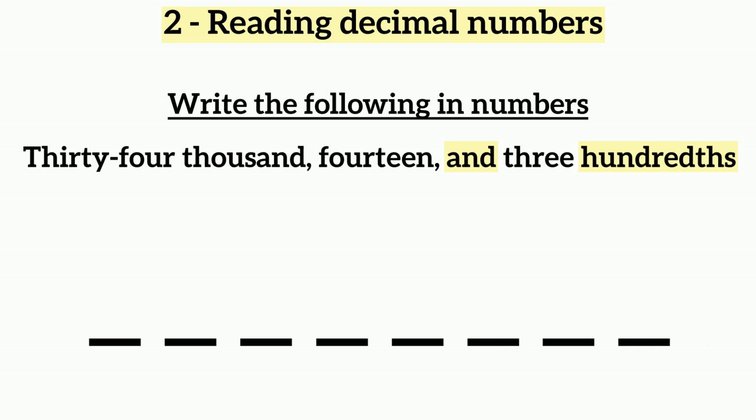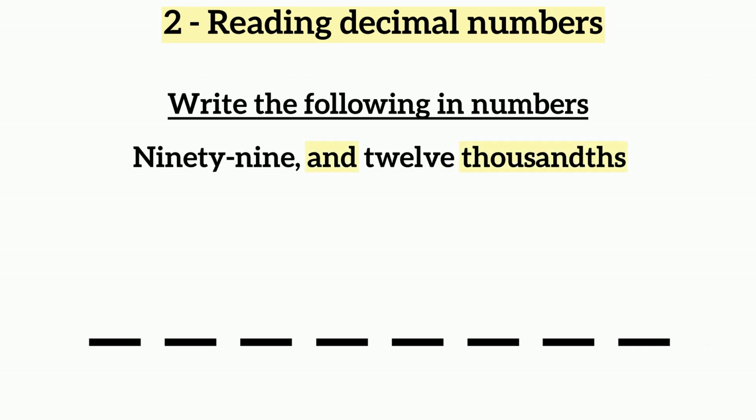We write the first part normally, 34,014. Then the word and means we put a decimal point. Then we check the last word. It tells us where our last digit should go. In this example, it is hundredth, and we know from before that hundredths is the second place after the decimal point. So 3 should go in the second place after the decimal point. This means we need to put 0 in the empty place.